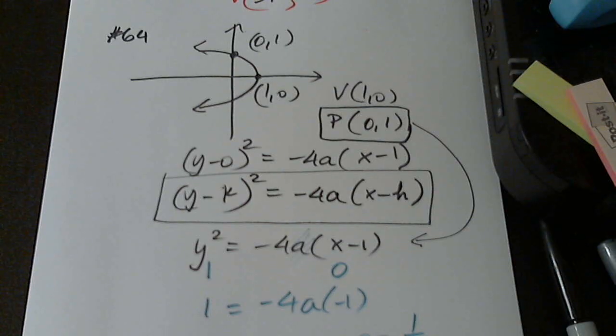We have to enter it as is, so it's 0.25, negative 0.25. Careful with these graphs.